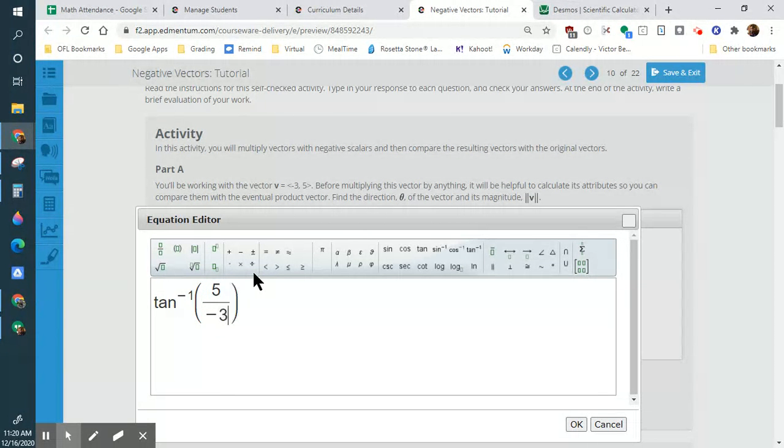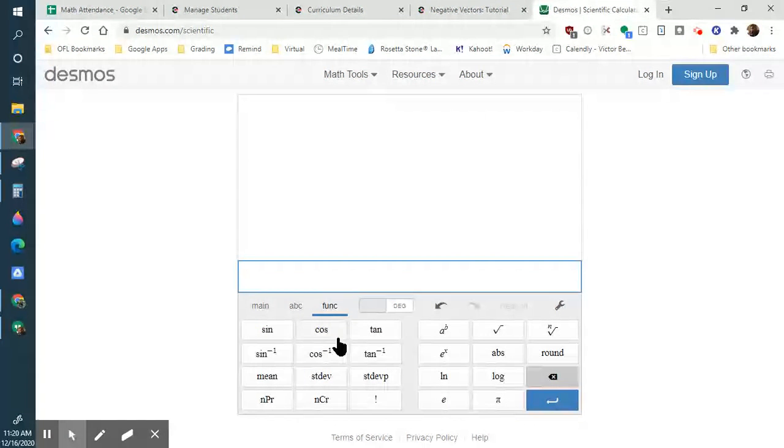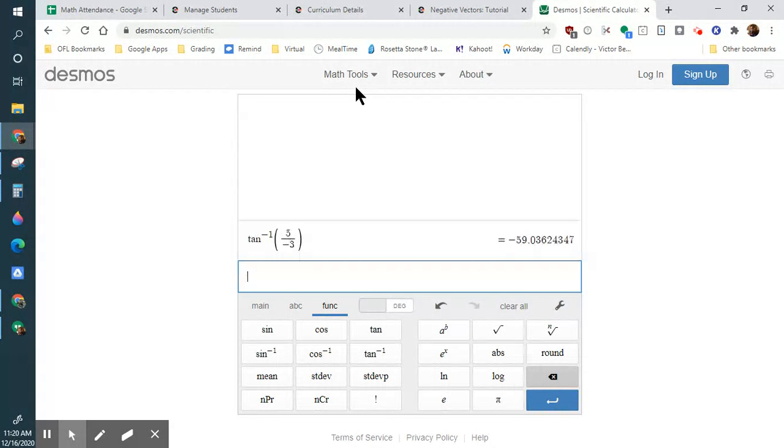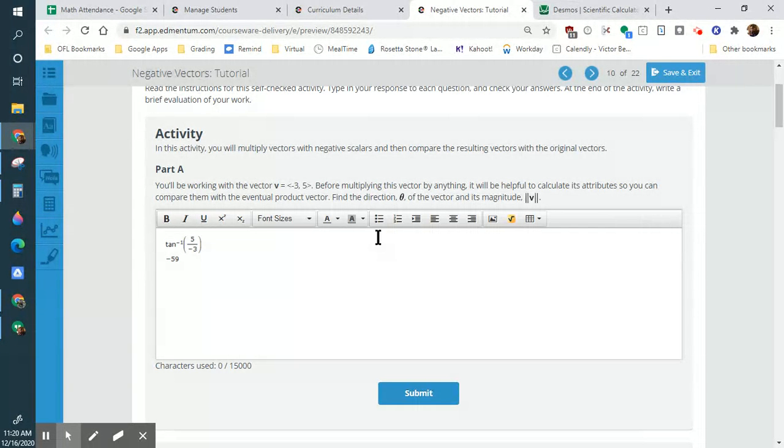And luckily, we already have Desmos opened up. So we're just going to do function tangent inverse 5 over -3. And we get this -59. I'm just going to do it to the nearest ones place. And find its magnitude. Okay, so we need to find the magnitude as well.